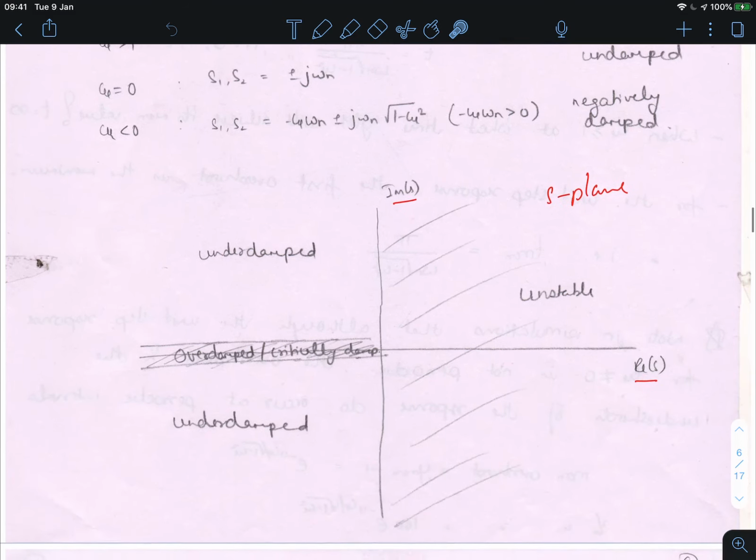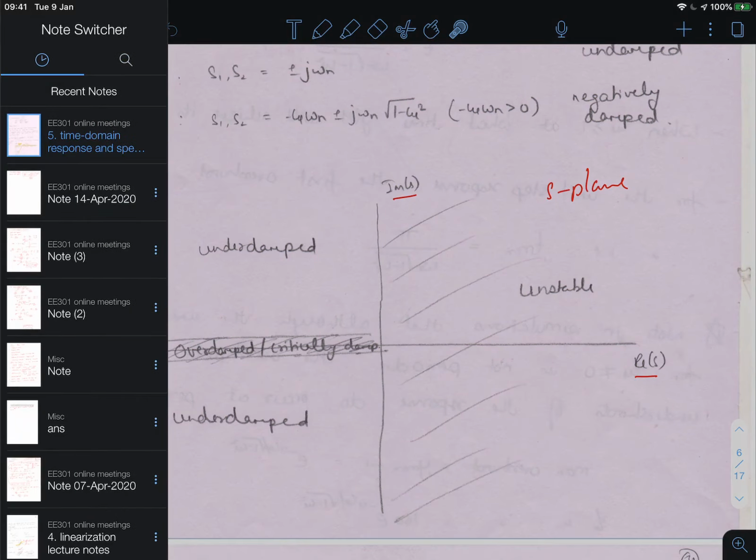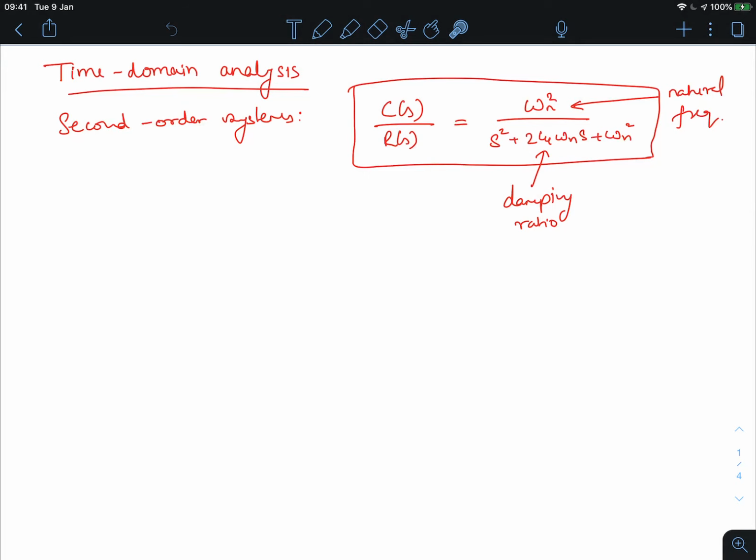We have also defined the regions on the S plane. Depending on the poles of the second order system lying in whichever region of the S plane, we classified the response as the underdamped response, overdamped or critically damped response, or the unstable response. We'll carry forward that discussion now to discuss the performance specification of a given second order response.